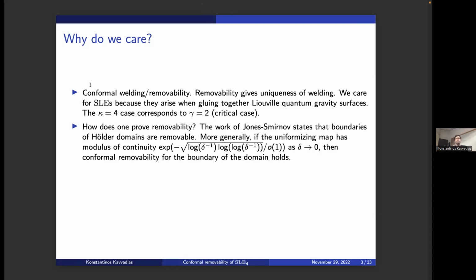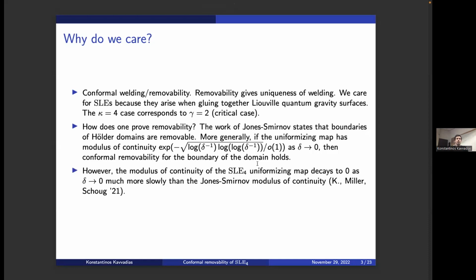So how can we prove removability? As we mentioned, one condition was proved in the work of Jones and Smirnov. More generally, if the corresponding uniformizing map has a modulus of continuity which decays in a weaker sense, with that kind of decay here, this exponential, then we also have conformal removability for the boundary of the domain.